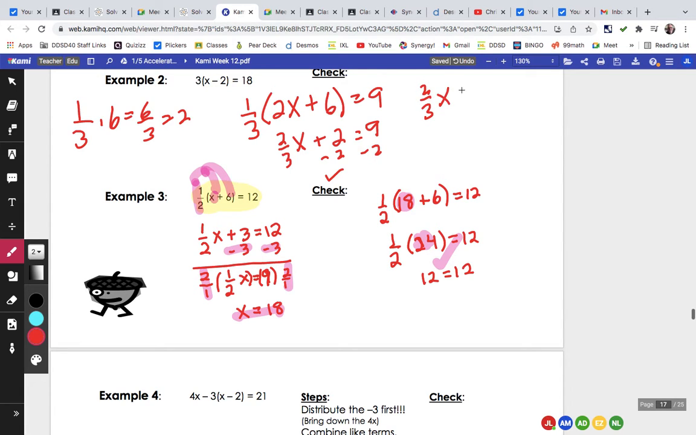2/3 x equals 9 minus 2 is 7. So then we're going to multiply by the reciprocal. That's going to be 3/2. So multiply the 7 times 3/2, and x is equal to 21/2. That's 7 times 3 is 21 divided by 2. So we could leave it as an improper fraction, 21/2, or we could say 10.5.